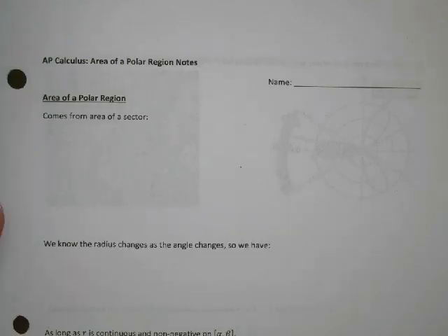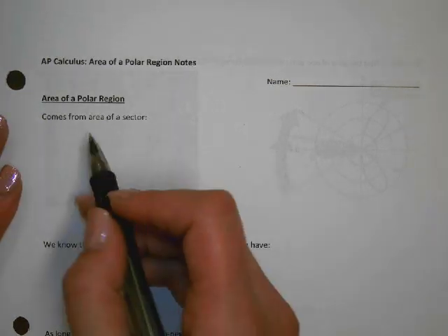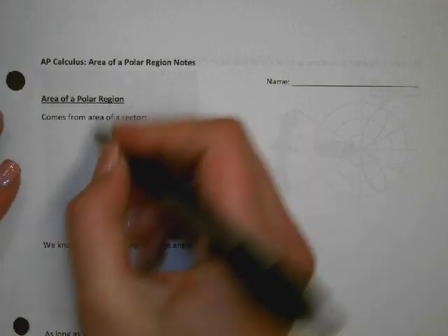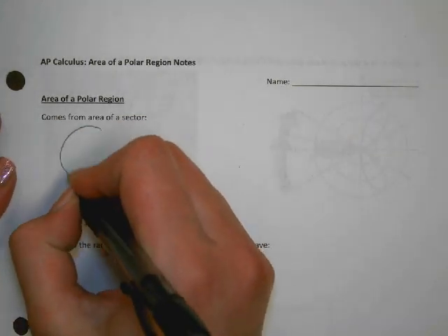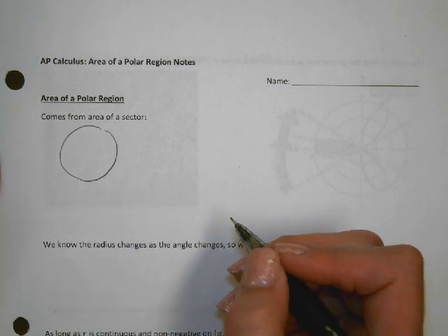These notes are going to focus on how to find the area of a polar region. So first we want to look at the area formula and where it comes from. It comes from the area of a sector, and it might have been a while since you have learned that, so I'm going to go ahead and review all of that.